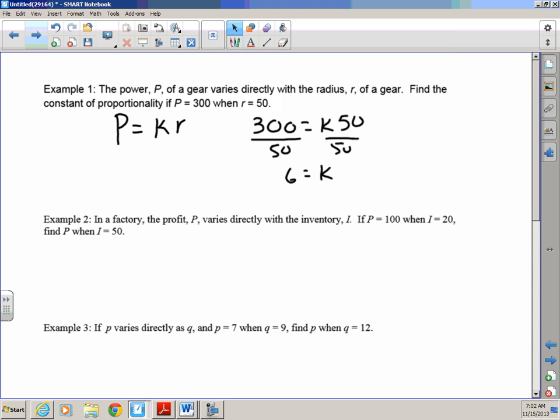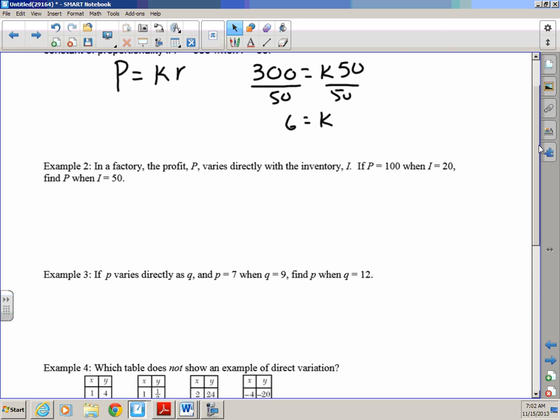And all that means is that if I change the radius of the gear to some number other than 50, it changes the power that is generated by this factor of 6. All right? Example 2.